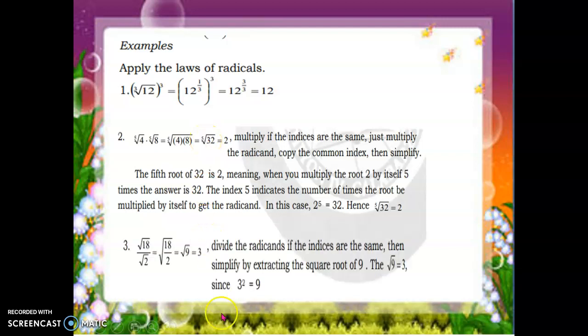And then, last, the quotient: the square root of 18 over the square root of 2. What we will do here is simplify. 18 divided by 2 is 9. Right? So 9. And since 9 is a perfect square, the square root of 9 is 3. We extract, so the answer is 3, because 3 times 3 is 9. That's how simple it is.